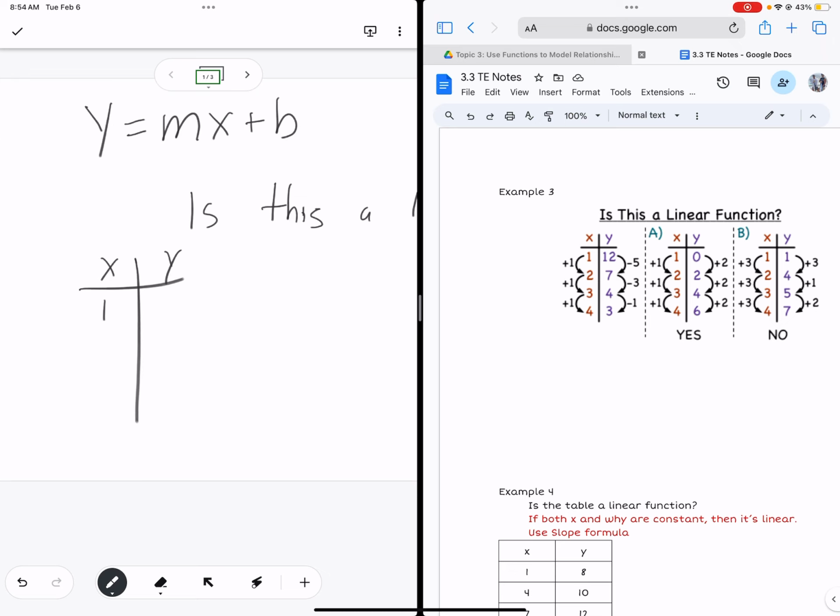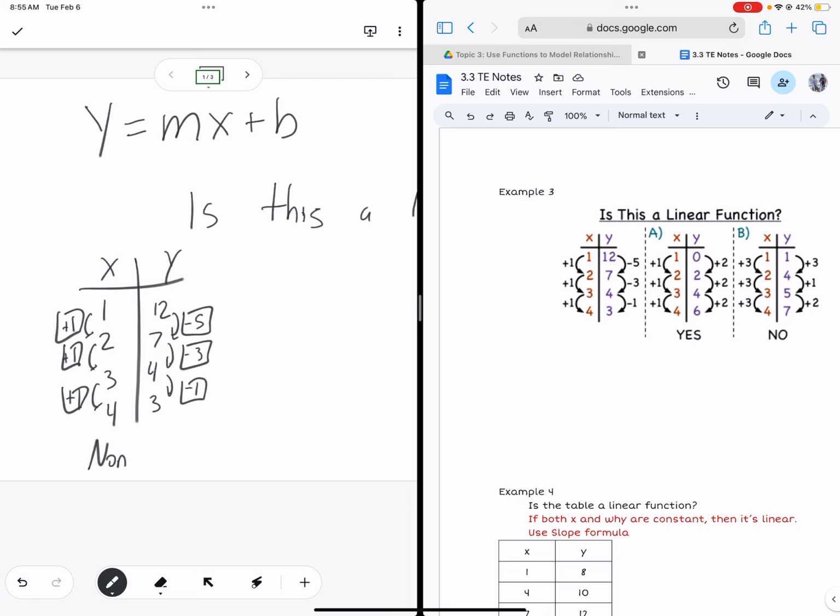So if I have this, I think the first one looks like this: 1, 2, 3, 4, and then it's 12, 7, 4, 3. What you have here is a pattern. x is increasing by how much? Plus 1. And then y is decreasing by, well, this is minus 5, this is minus 3, and this is minus 1. Are there patterns on both sides? No, not really. You're subtracting 5, you're subtracting 3, and you're subtracting 1, whereas on the other side, you're adding 1 the entire time. So this is nonlinear.